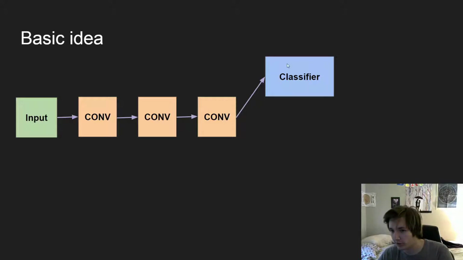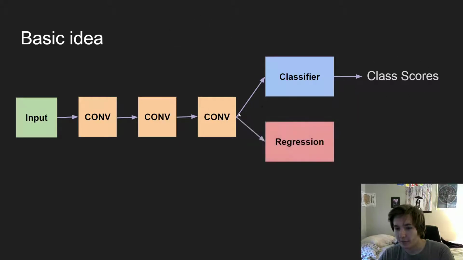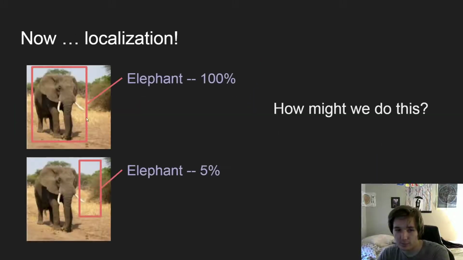It could be multiple also, but we're just going to treat it as one. And this is going to output our class scores. We're also going to have a regression network, or regression layer at least, attached. And they're both going to take the same output. And our regression layer is going to output the box bounds. So this box right here is called a bounding box. And what we are returning are the bounds of that bounding box.